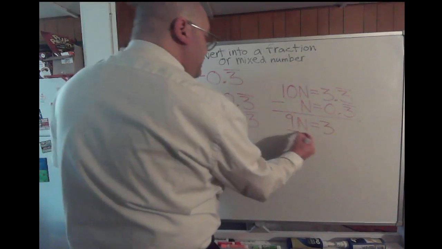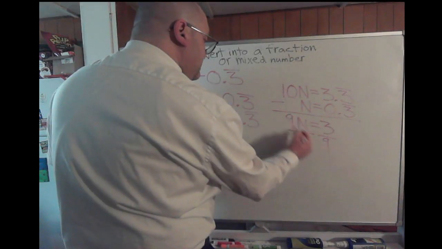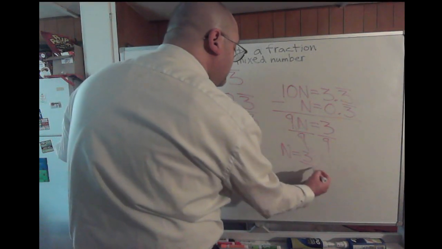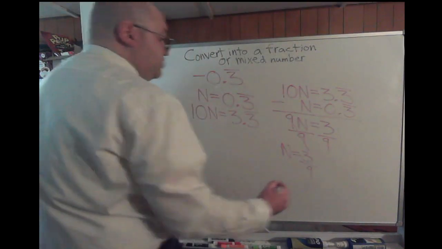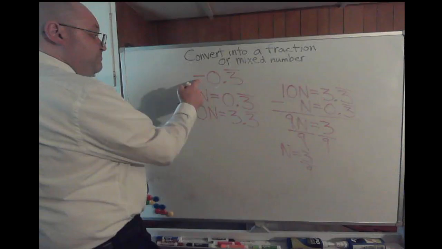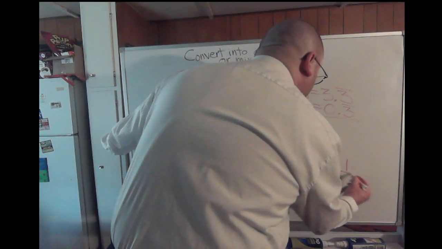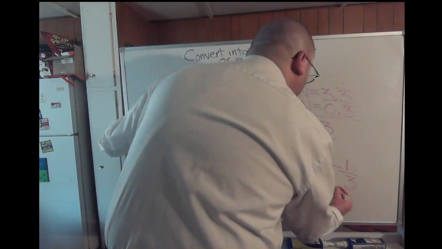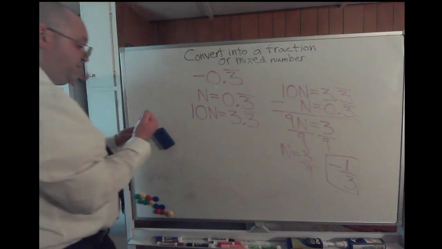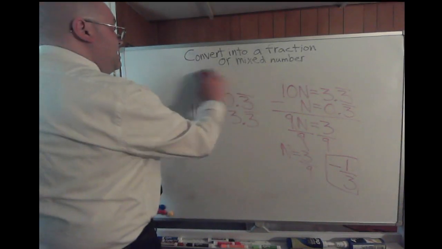Now we divide both sides by 9 to get n by itself. 9's cancel out. n is equal to 3/9, which we know is equal to 1/3, but we have that negative in front of it, so you're just going to slap a negative sign on the front. The answer you're going to get is negative 1/3. That'll be your fraction. Yes, I do got more.